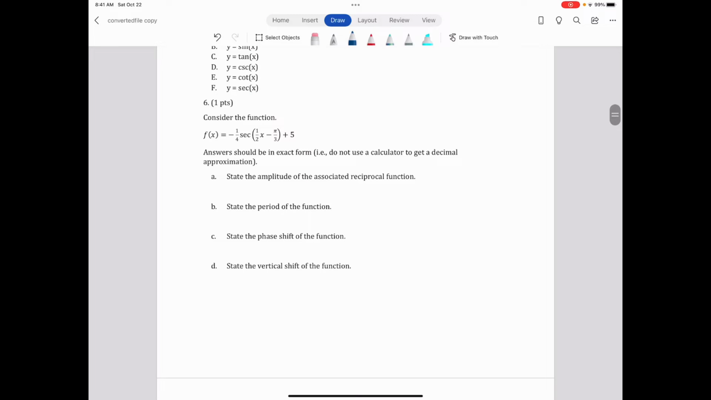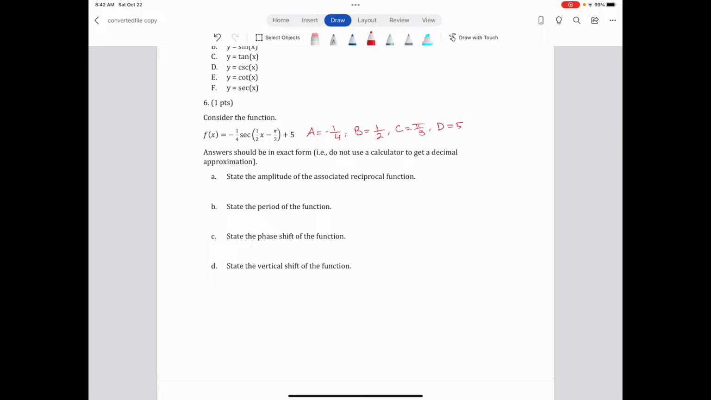Question number 6. Consider the function f of x is equal to negative 1/4 secant of (1/2 x minus pi over 3) plus 5. The first step we need to do is to find a, b, c, d. So a is equal to negative 1/4, b is equal to 1/2, c is equal to pi over 3, and d is equal to 5.